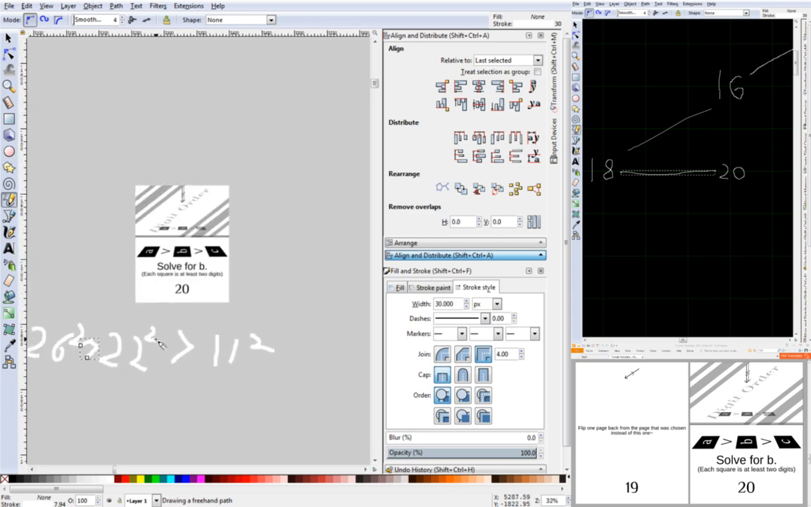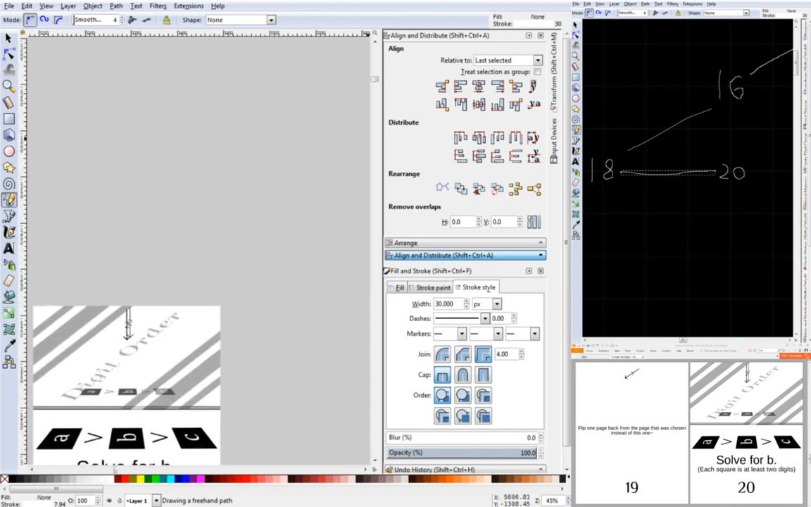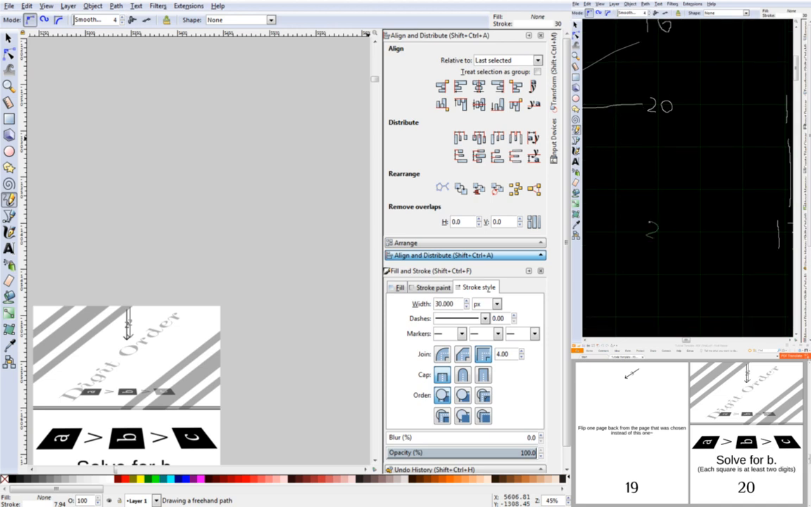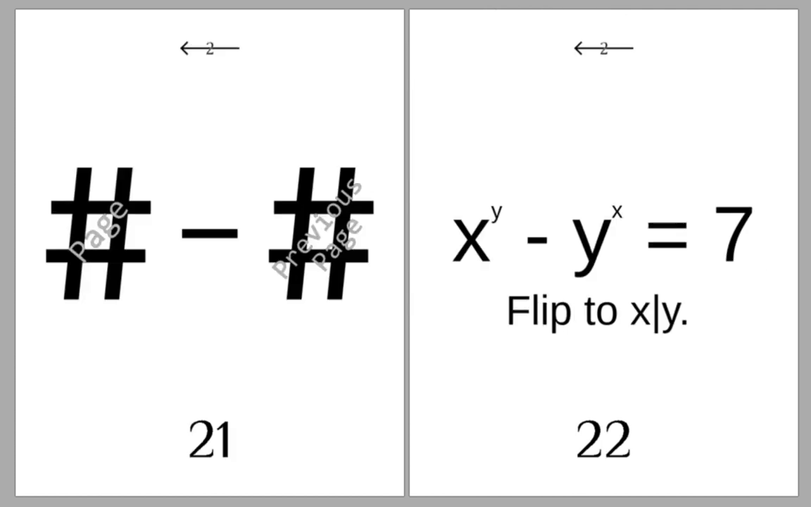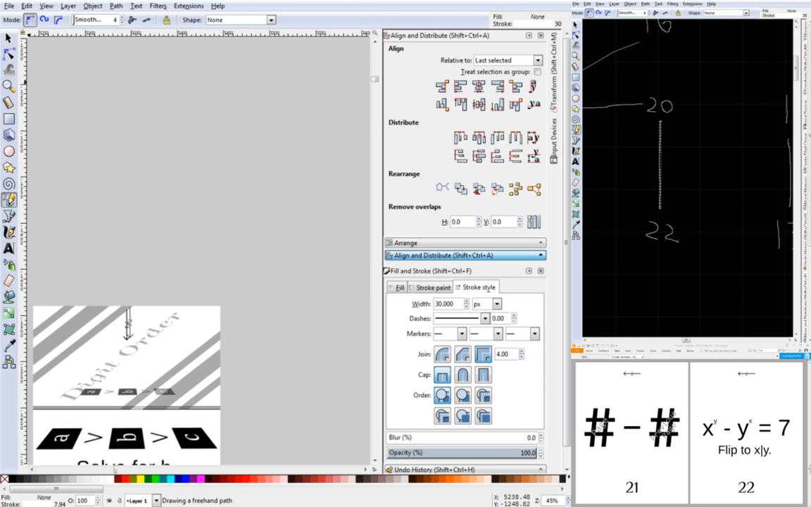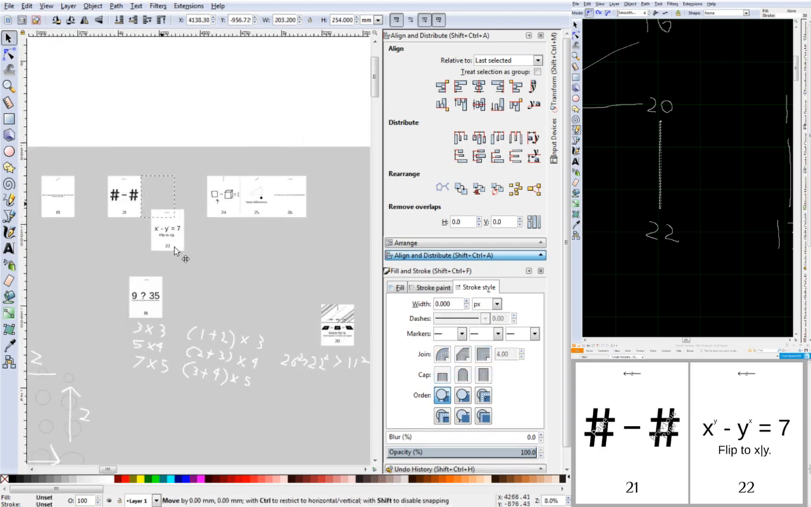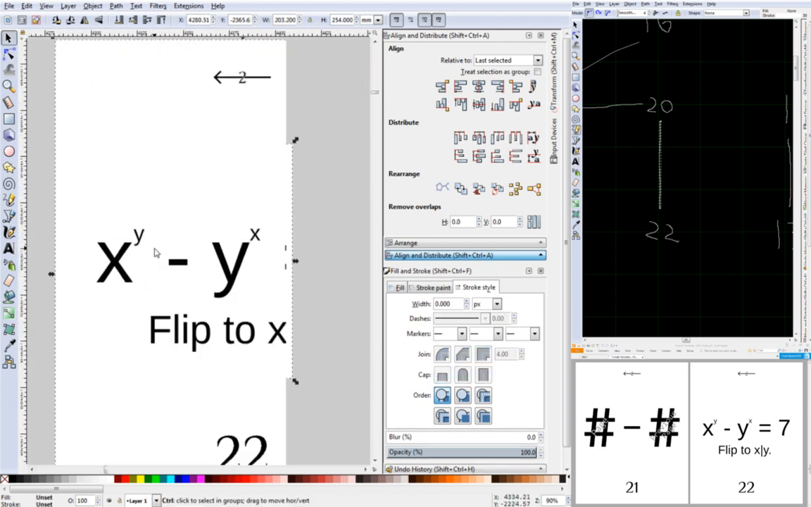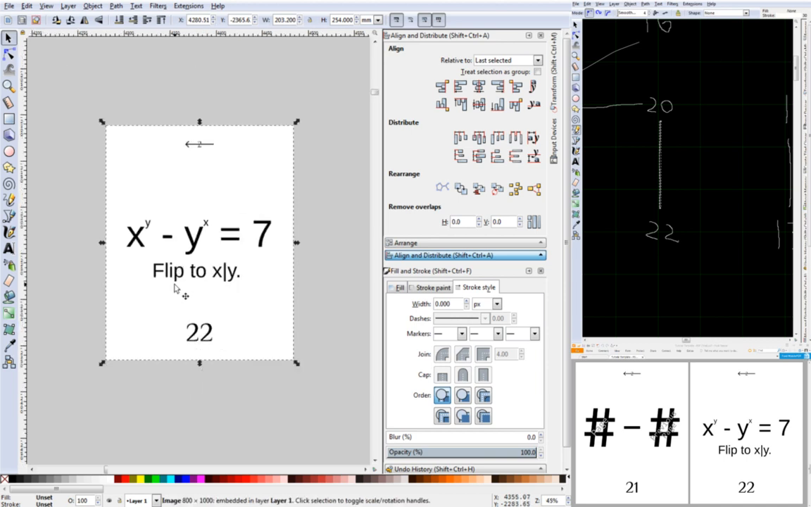B in this case is 22 squared, and we're going down 2 this time. Okay, so we come to this one. It's not so bad, really.